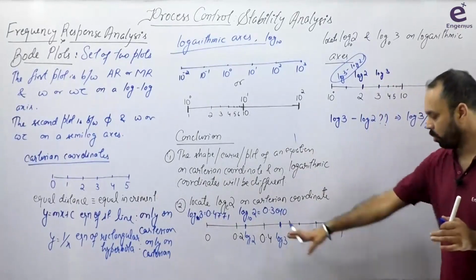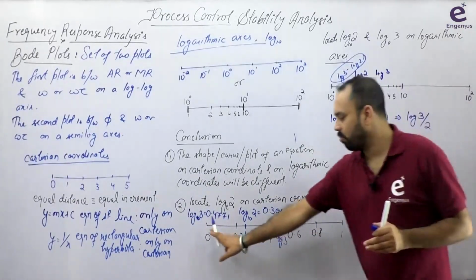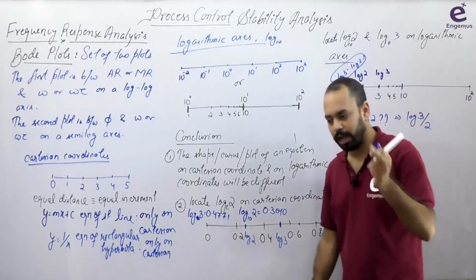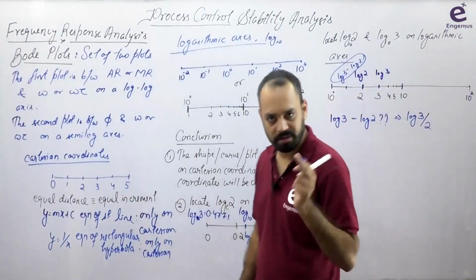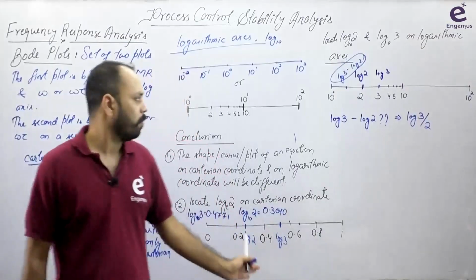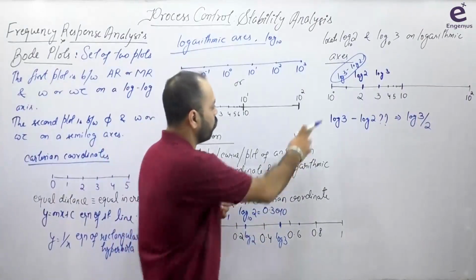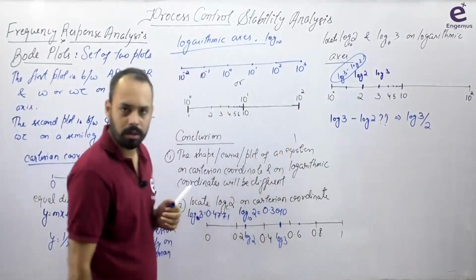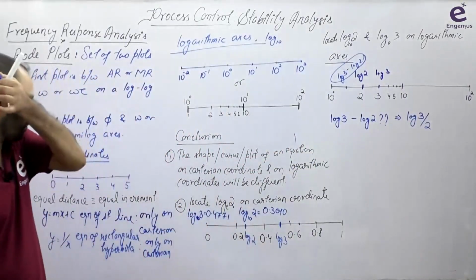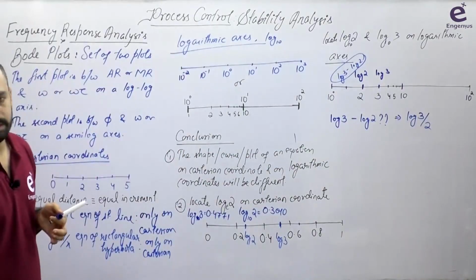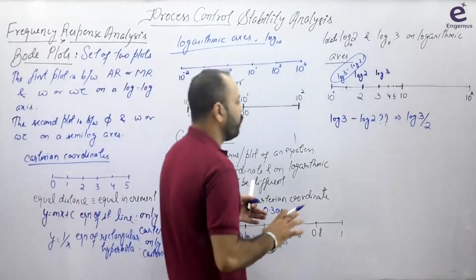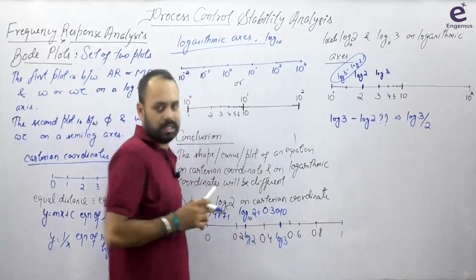Here, if I ask you to locate log 1, you'll say, sir, this is log 1. Why? Because first of all, you have to calculate log 1. Log 1 comes out to be 0, and 0 is present here. But locate log 1, this is log 1. Right? So 10 raised to the power 0, log 1. So log 1 becomes 1 on the logarithmic axis.